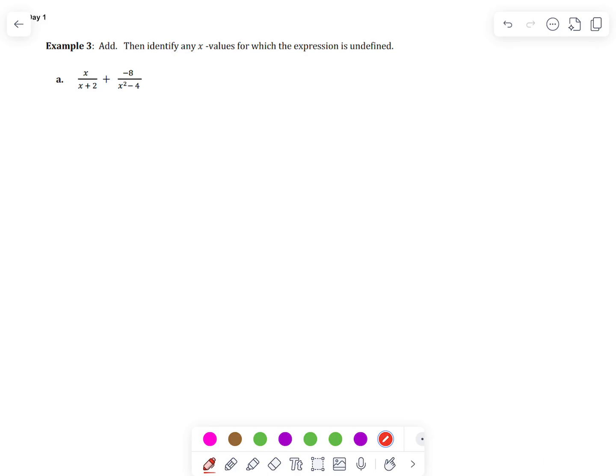All right, we're going to go ahead now and add rational expressions that have unlike denominators. So the first thing we do is we factor the denominator of both fractions. The first fraction just stays as x over x plus 2. The second fraction, the denominator needs to be factored by the difference of squares. So we have x plus 2 and x minus 2.